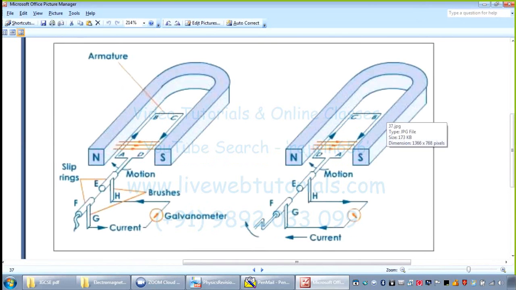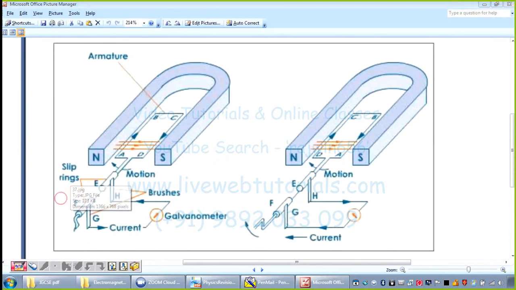an AC generator. You can see over here there is a horseshoe magnet. Obviously this is going to be circular, that is curved, concave shaped, so that it gives a strong radial magnetic field. Now this is connected to a center zero galvanometer, and there is a closed coil which will be able to receive current.